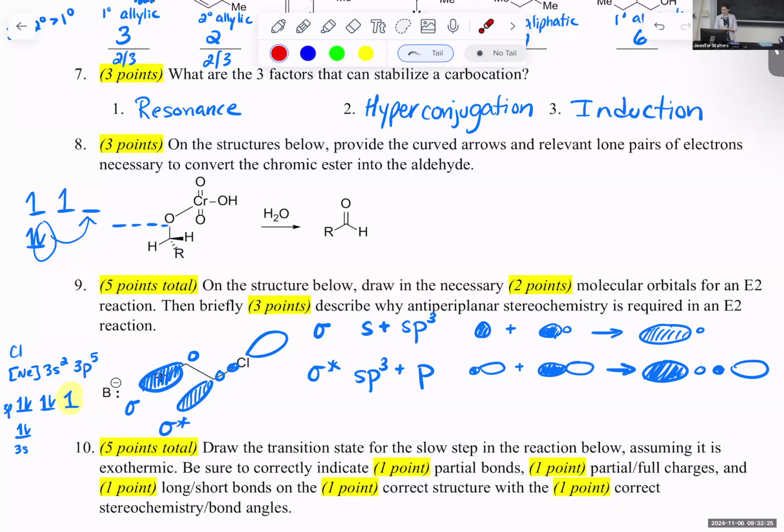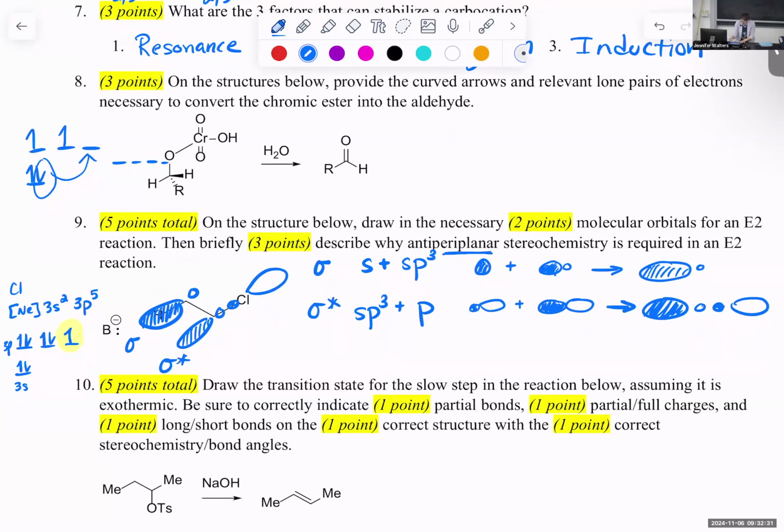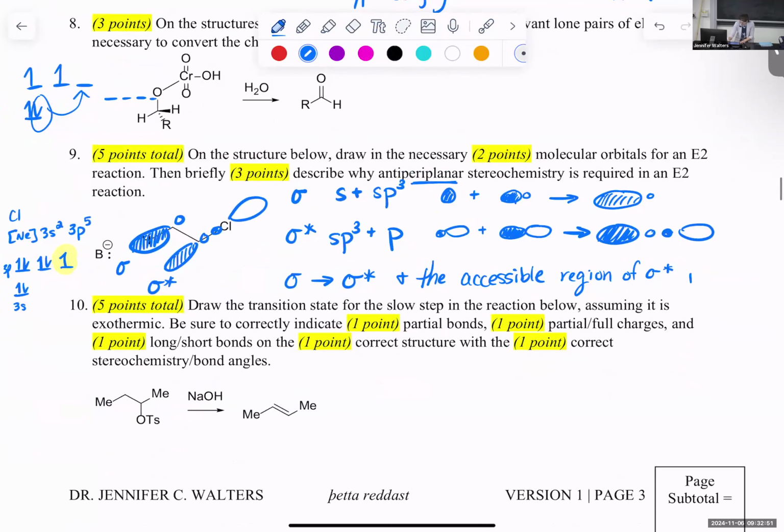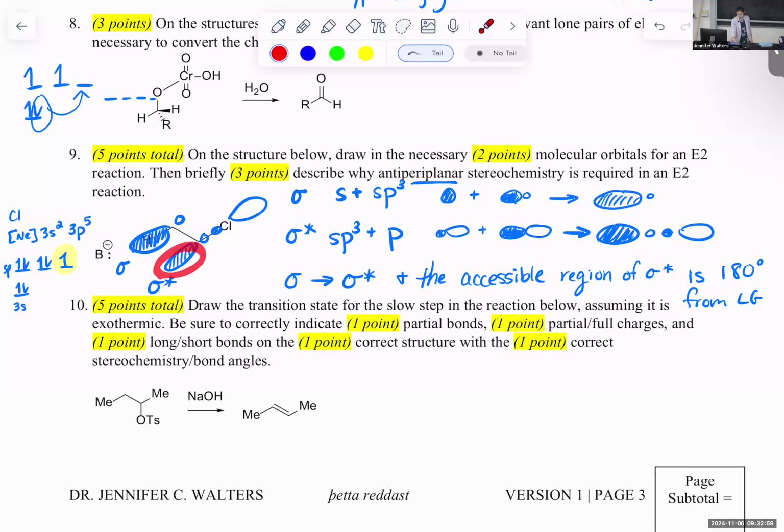Okay. So why is antiperiplanar stereochemistry required? We need antiperiplanar because you need the sigma to travel into the sigma star, and the accessible region of the sigma star is 180 degrees on the back side from the leaving group. This was the accessible part of that sigma star. So when I want to break the bond, that's the orbital that I have to attack.